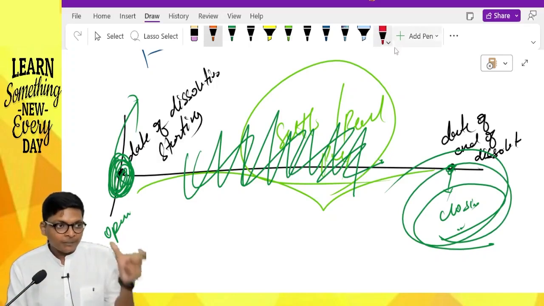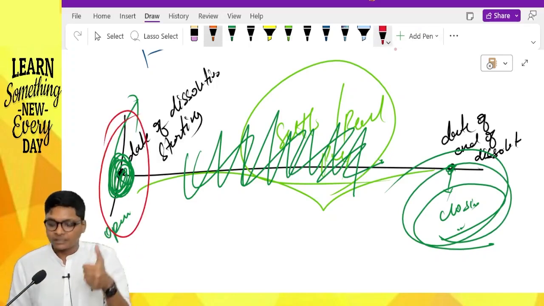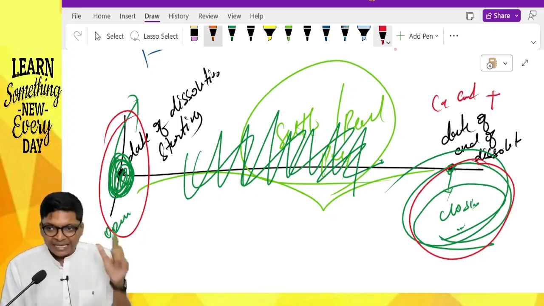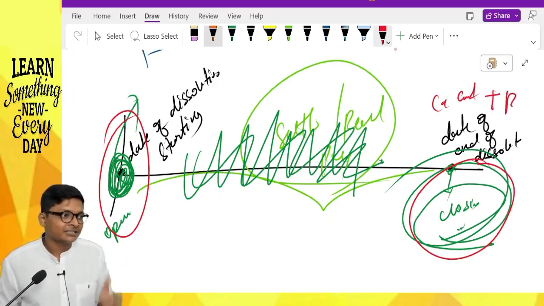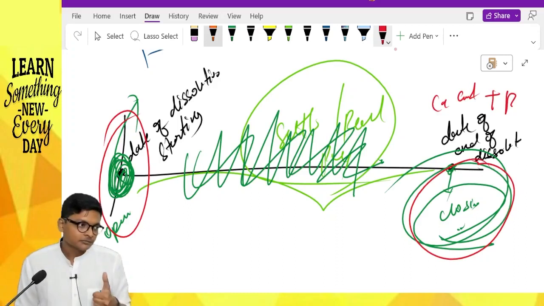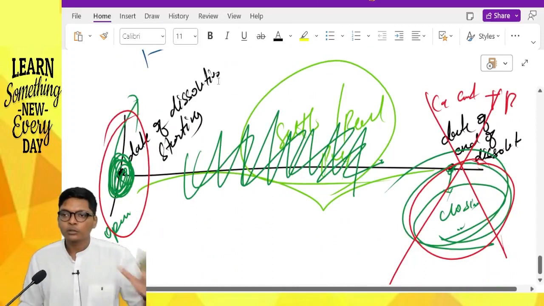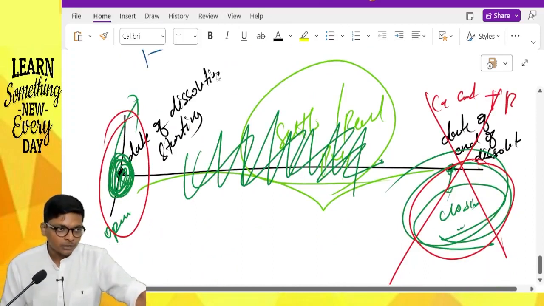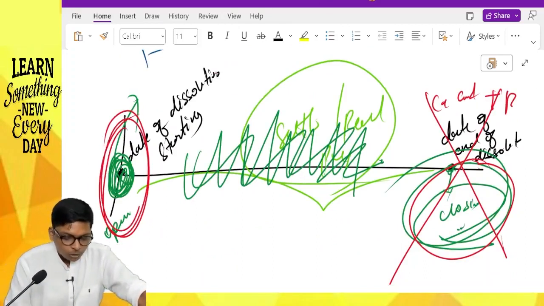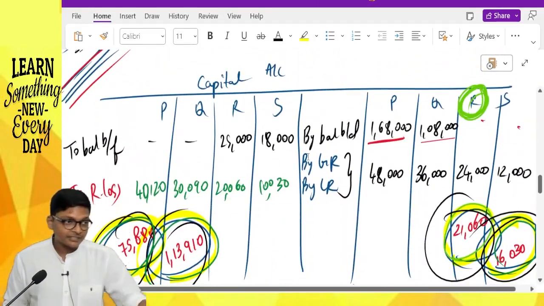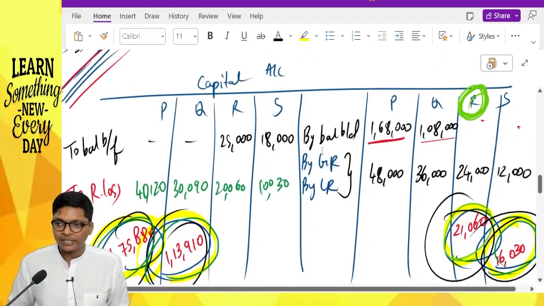Capital contributed, practically opening makes more sense. Closing is capital contributed plus adjustment for realization profit or loss. That doesn't make sense, correct? So I will eliminate closing. That means you should never take closing ratio. Are you following? I should take only opening ratio. Follow carefully, we are still not done, guys, half the concept is left. I will take opening ratio.